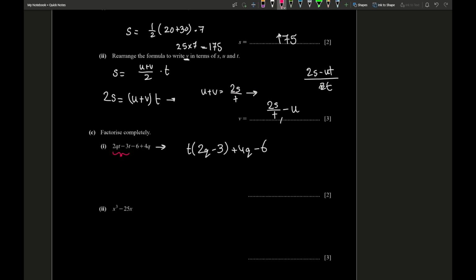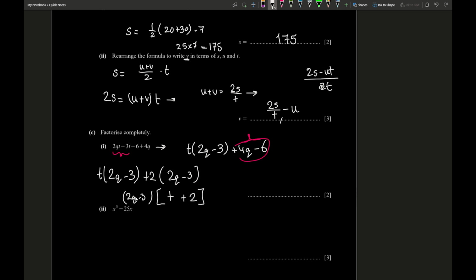There's a really clever trick: you can factor out 2 from these two terms, and you'll end up with two common brackets which we can factor out later. So T times (2Q minus 3), then factor out 2 from 4Q and negative 6, so plus 2 times (2Q minus 3). Sorry, I said 2Q minus 6 by mistake. I can now factor out 2Q minus 3 from these two, and you'll end up with (2Q minus 3) multiplied by (T plus 2), and this is your factorized term.